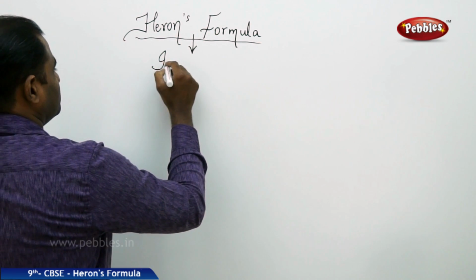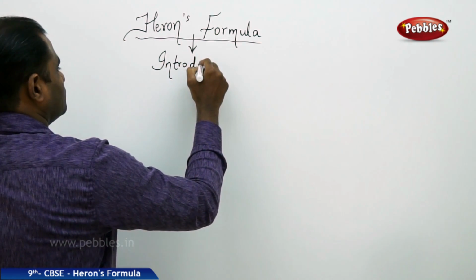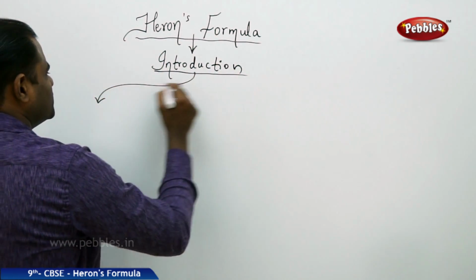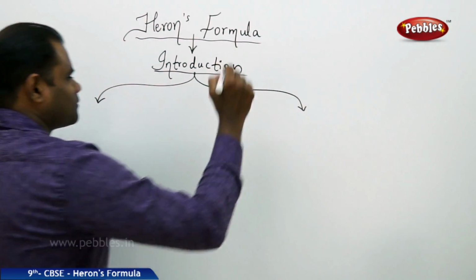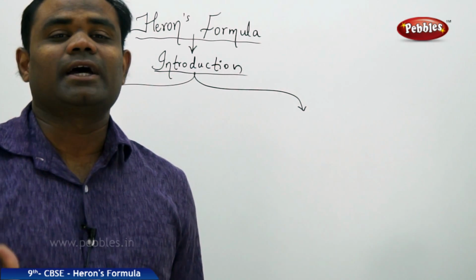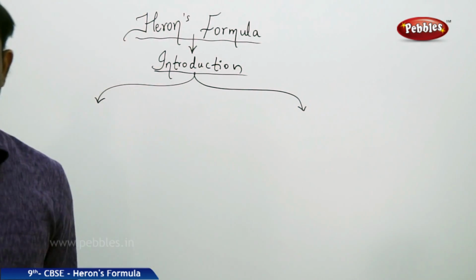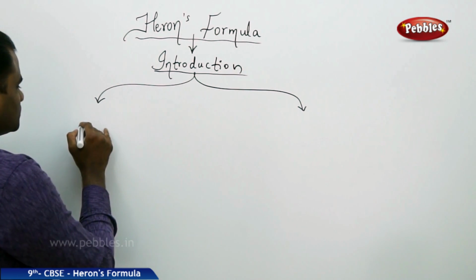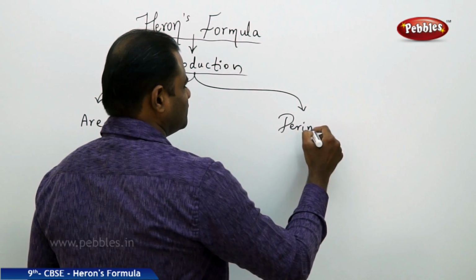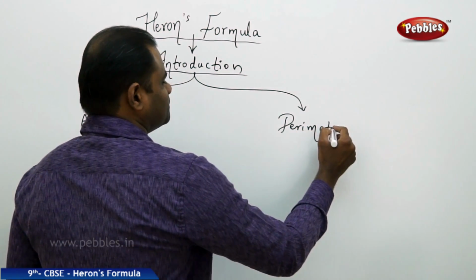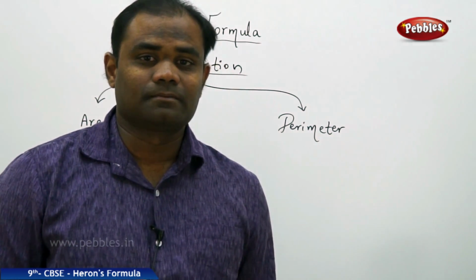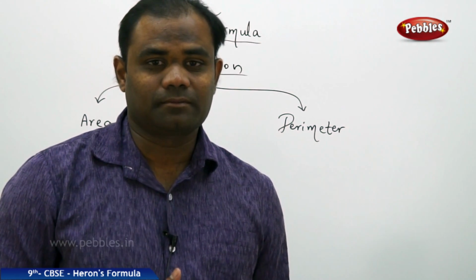There are two important things we discuss when it comes to a geometrical figure. Any geometrical figure we first identify in the planar region with two important concepts: one is the area and the other is the perimeter. What is area and what is perimeter is what we're going to discuss in this session.